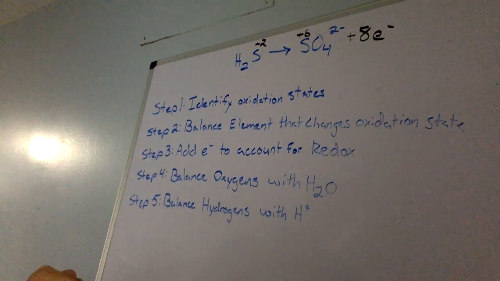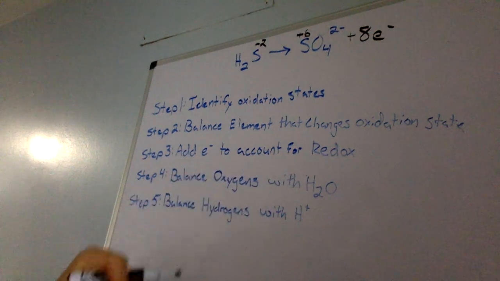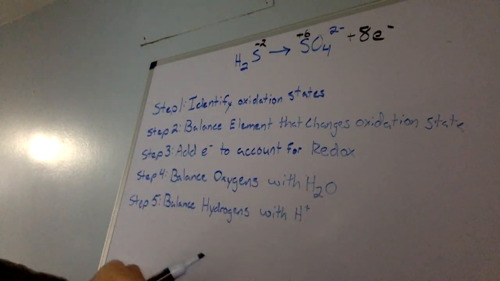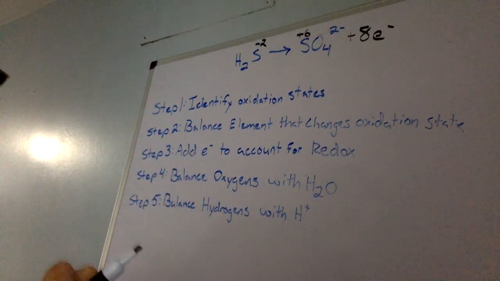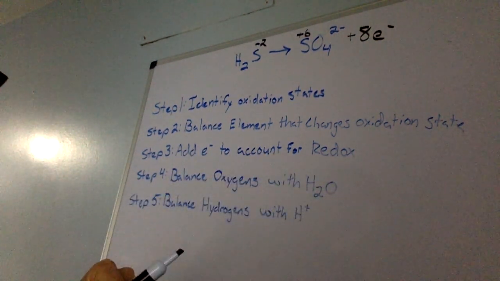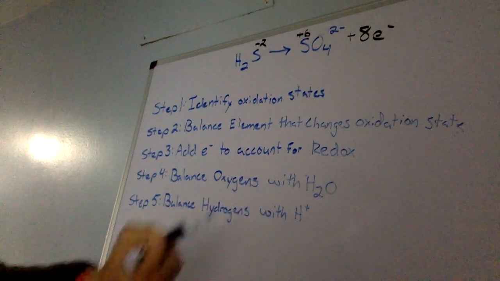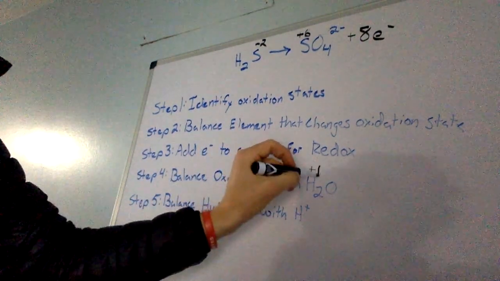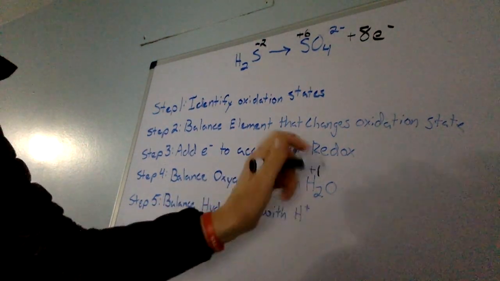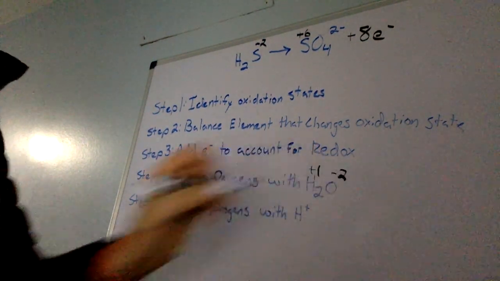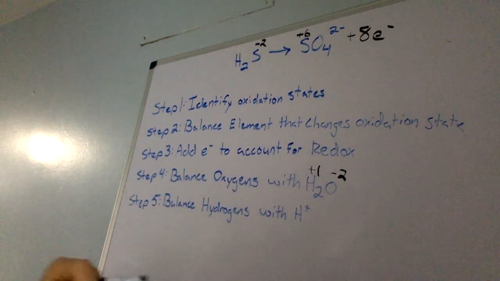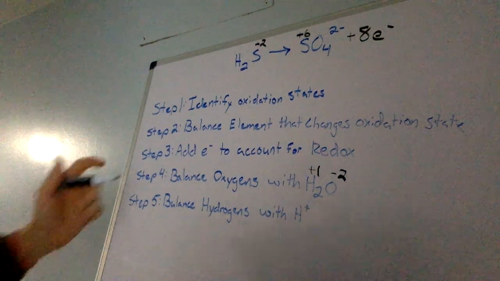The reason why I use water is because most of our reactions are going to happen in water, and water itself actually follows those redox rules that we had before. Water overall doesn't have a charge. Hydrogen we normally say is a +1, so a +1 times 2 is a +2. Oxygen is a -2. So overall, my molecule is uncharged. I'm going to use water to balance my oxygens.